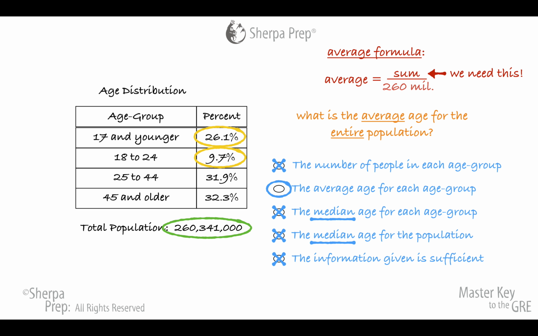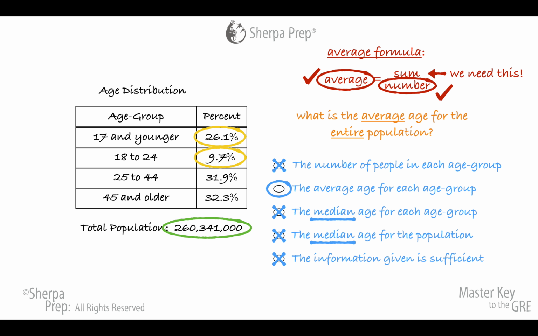And think back to our average formula. We know the average equals the sum divided by the number. In other words, if we can get two of these three variables, so to speak, we can use them to get the third. So if we knew the average age for each group, well, we just saw a moment ago, we can use the percentages and the total population to get the number of people in each group. And that would give us both the average age and the number for each of these four age groups.